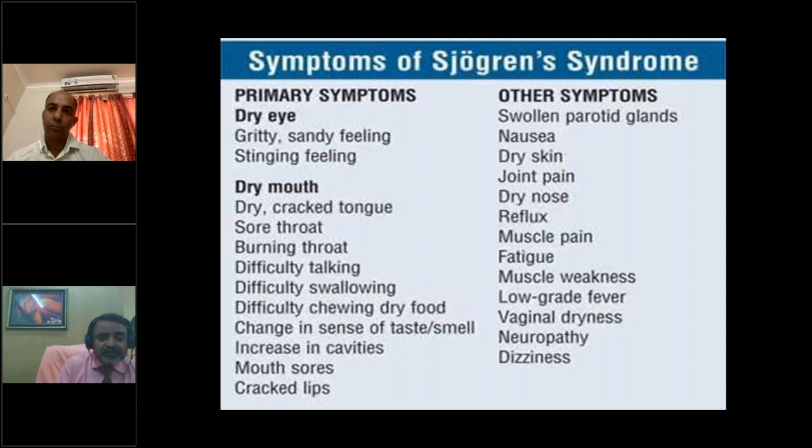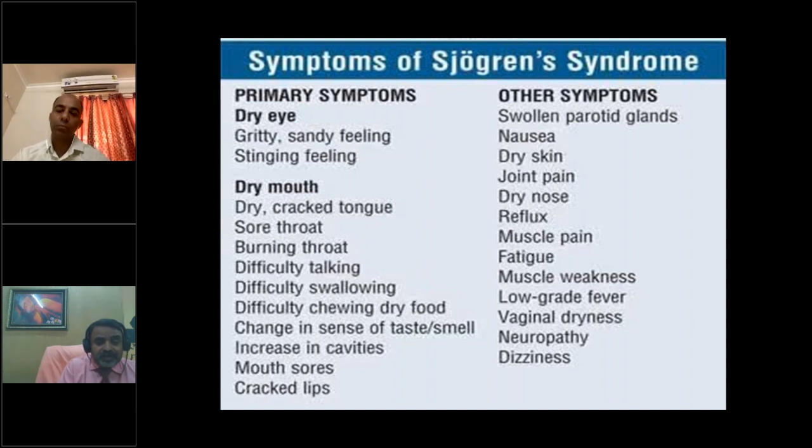If we take the history of these patients, the patient will tell about a gritty, sandy feeling in the eyes, a stinging feeling, and difficulty in eye opening whenever they get up early in the morning. So these are some clues, or we should always ask in our history taking about these features. Dry mouth: the patient will have difficulty in swallowing. They always have difficulty in chewing dry food. So these are the typical history of Sjogren syndrome.